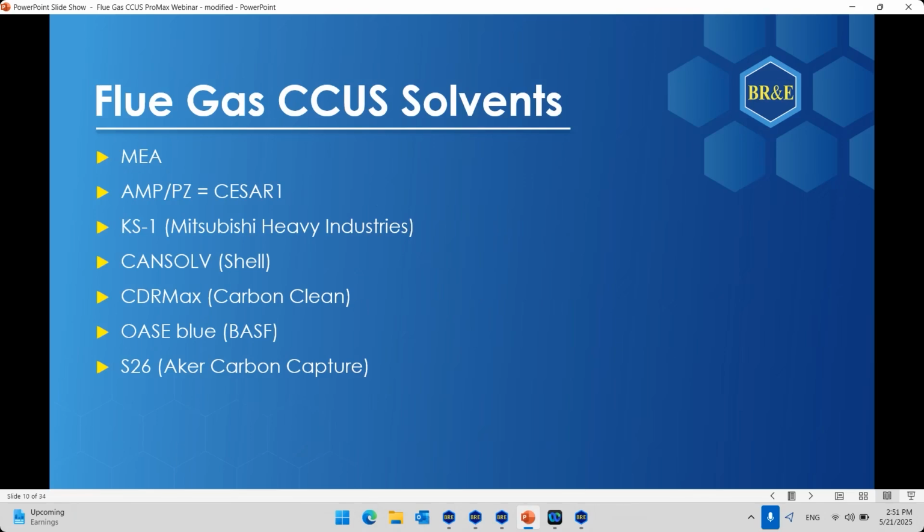Now, these proprietary solvents are not in ProMax. I mean, we would love to have them there. So if you are from any of these companies and you want to add your solvent into ProMax, we're happy to talk to you. Some of these companies use ProMax to model their processes, you know.